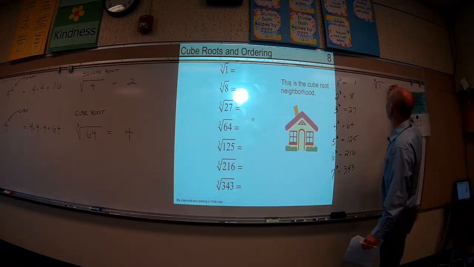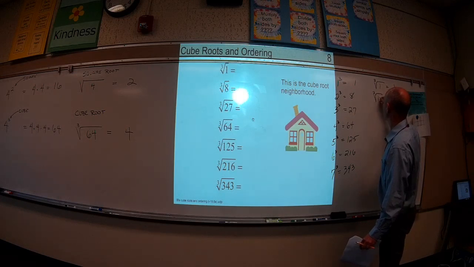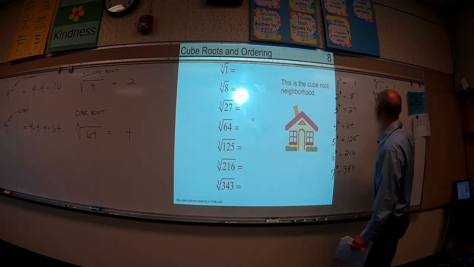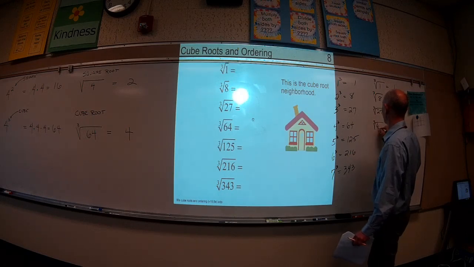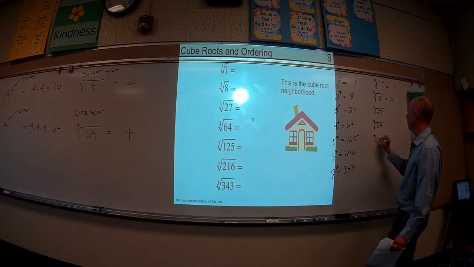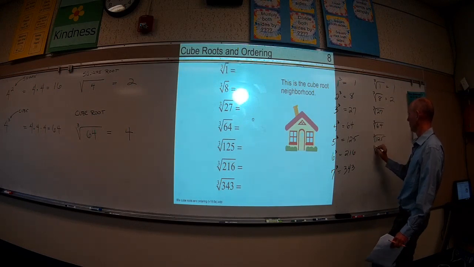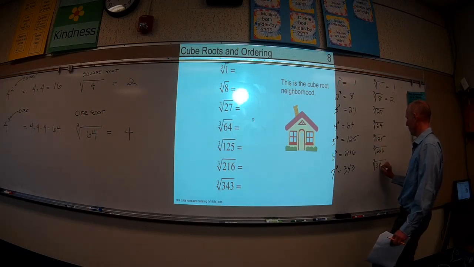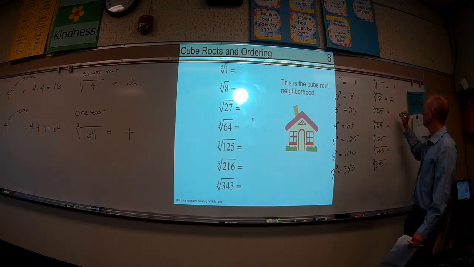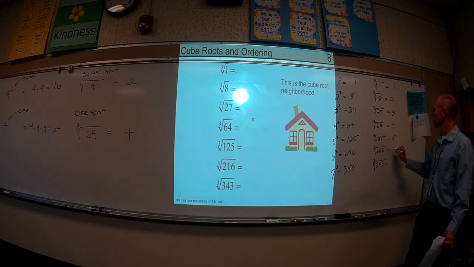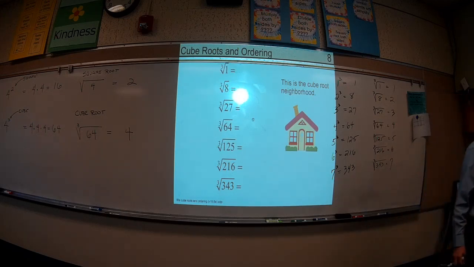So this is the cube root of 1, the cube root of 8, the cube root of 27, the cube root of 64. Can you get these into your notes? Cube root of 125. You're going to need this neighborhood later. Get that neighborhood done, and I will take attendance.